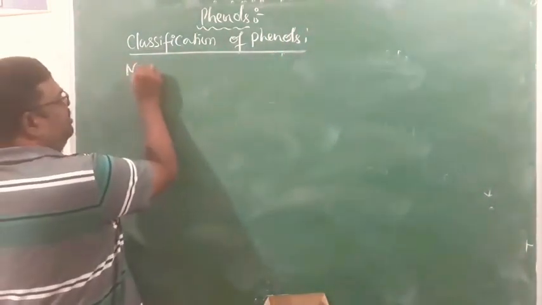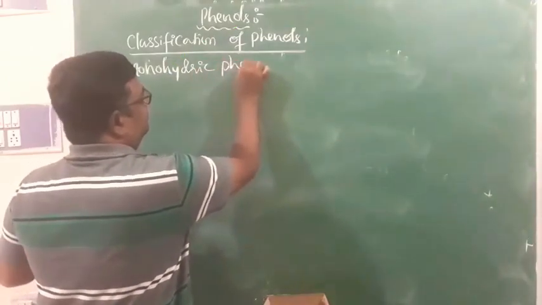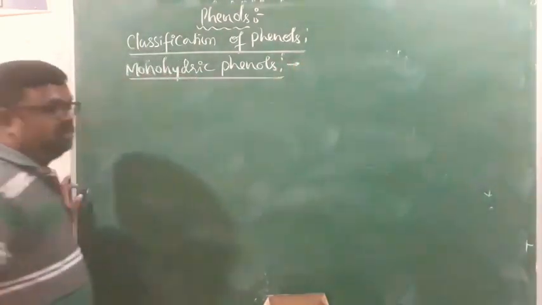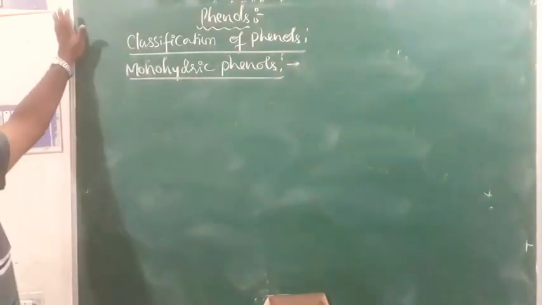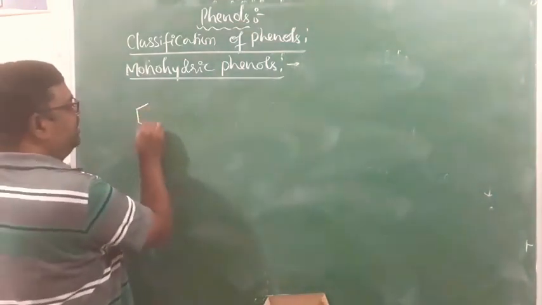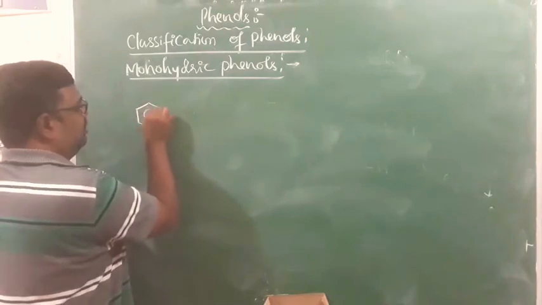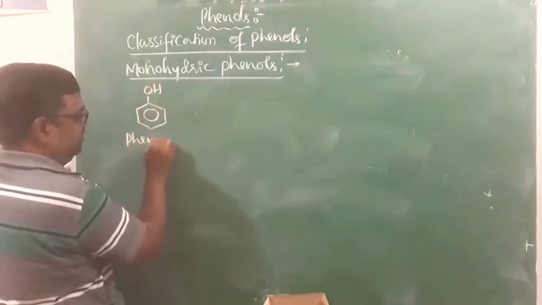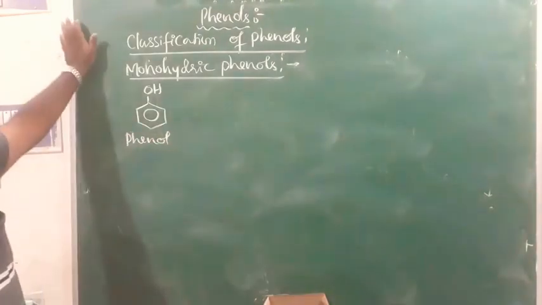One is monohydric phenols. In the case of monohydric phenols, you'll find one OH group directly attached to the benzene ring per molecule. The molecule contains one OH group, and that is what we call monohydric phenol. So this is one example, phenol, and that is a monohydric phenol.